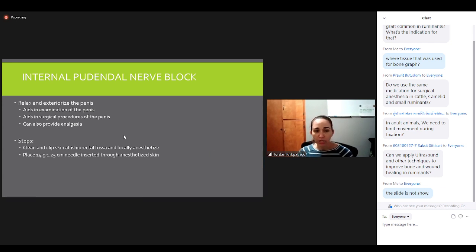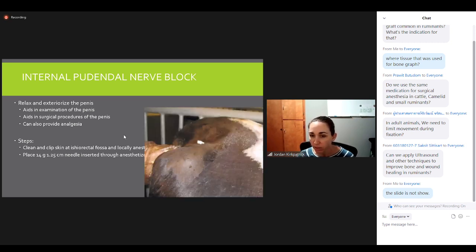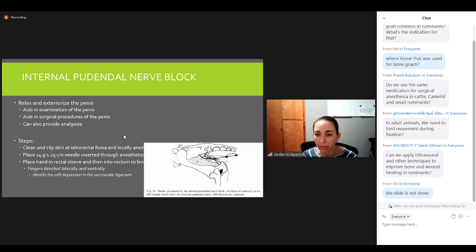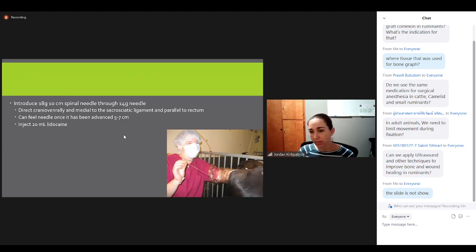Then you put a 14 gauge 1.25 centimeter needle through that area of skin shown here. At this point, you place your hand in a rectal sleeve and put your hand in the rectum to the level of the wrist, and you hold your hand sideways so you can palpate laterally to identify a soft depression and the sacrosciatic ligament. Like how this hand is going in, because you will actually be able to feel the needle pass as you anesthetize the nerve.